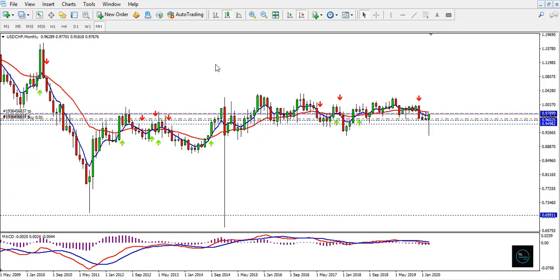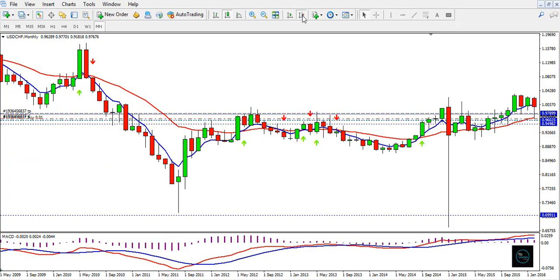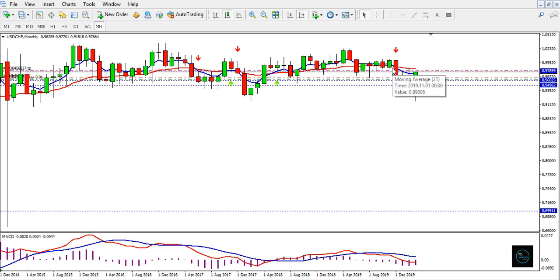Okay, so let's go to the monthly chart and have a look at what is going on with the USD CHF. Going to the monthly chart, this is what's happening. We have this huge candle that looks something like a hammer, but we can't be too sure until it's completed. The trend seems to be down, and so far this looks like a rally in price.